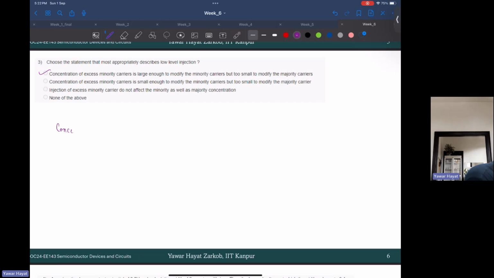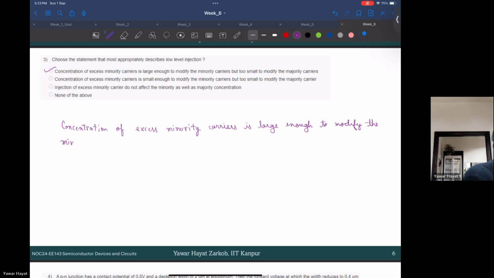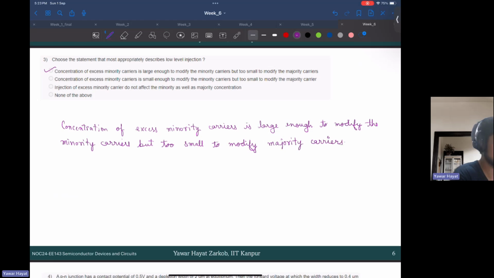So the concentration of excess minority carriers is large enough to modify the minority carriers, but it's too small to modify majority carriers, right? This is what it is.